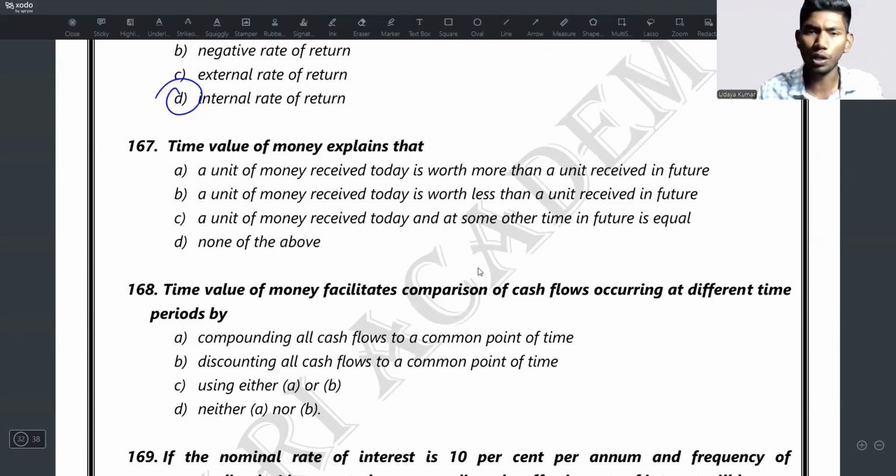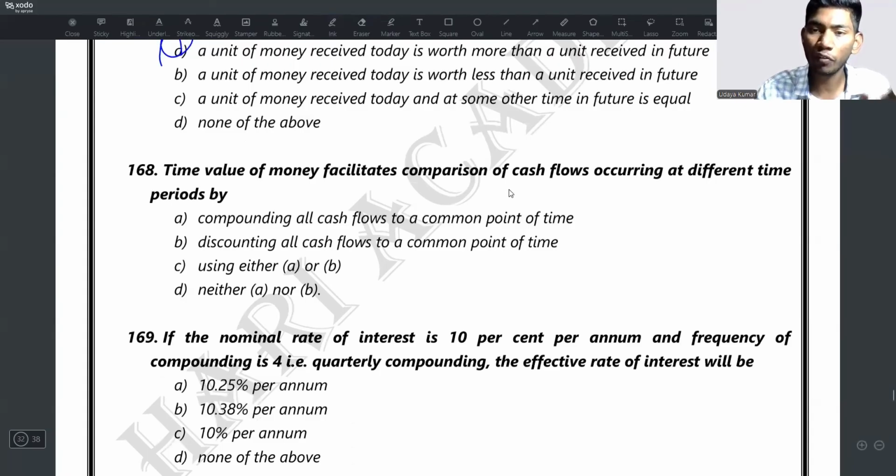received in future. Because the time value of money concept states that a unit of money today has more value than the same amount in the future due to its earning potential. This principle is based on the opportunity to invest and earn interest on returns over time. So option A. Question 168. The time value of money facilitates comparison of cash flows occurring at different time periods by how? Option A, compounding all cash flows to a common point of time, or option B, discounting all cash flows to a common point of time, or option C, using either A or B, or option D, neither A nor B.